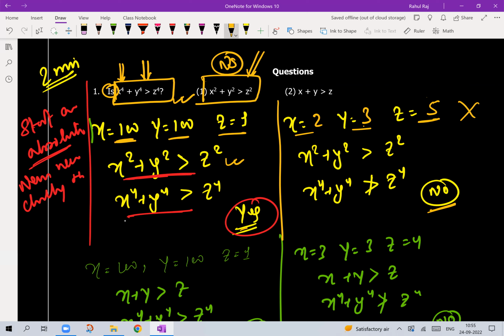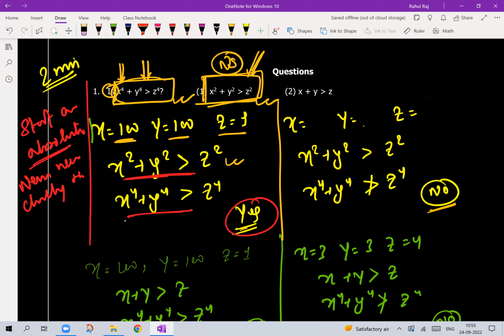So the whole point is, when you iterate the values in your head, you will by default understand. All you have to understand for sure is this: never ever try and challenge the statement. A statement should be satisfied first for sure. Whatever value you take, the value should 100% satisfy the statement, and then one time your value should satisfy the question, and another time your value should not satisfy the question. That is a yes and no situation in front of you.